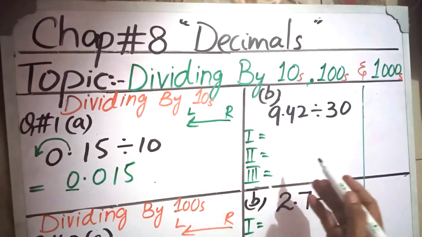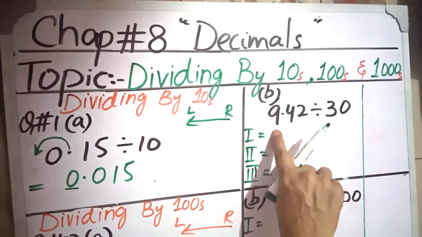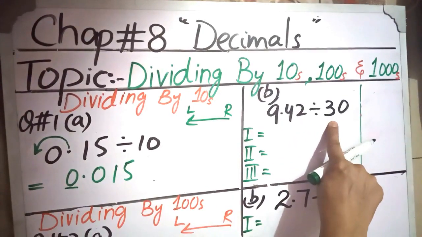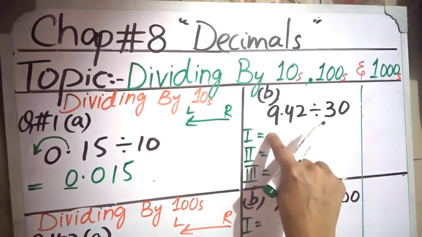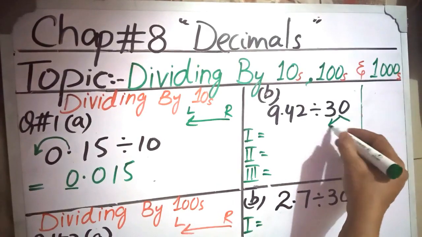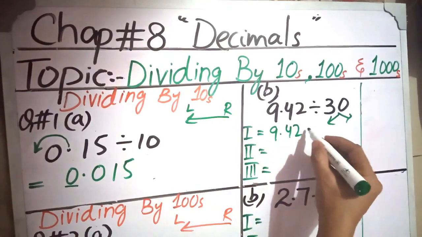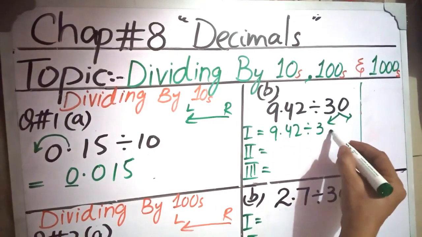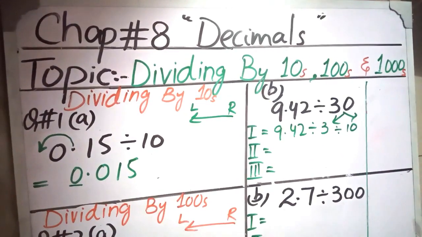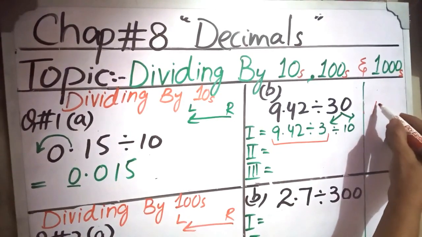Now like the same in B part, 9.42 divided by 30. 30 is the multiple of 10, so we have to do the question in 3 steps. We will split this number into 3 and 10: 9.42 divided by 3 divided by 10. Okay, we will go to the rough work to divide the number. We will divide first these two numbers.